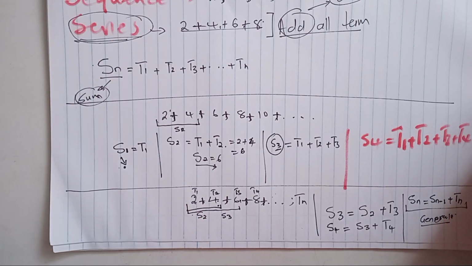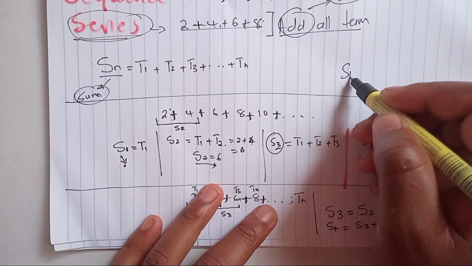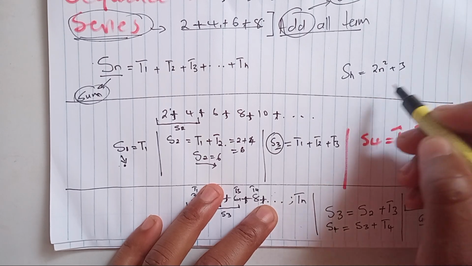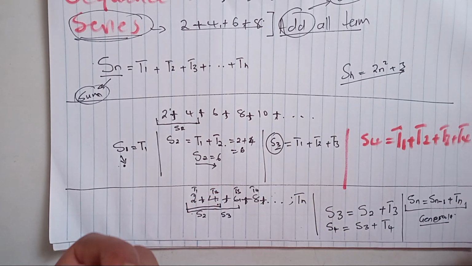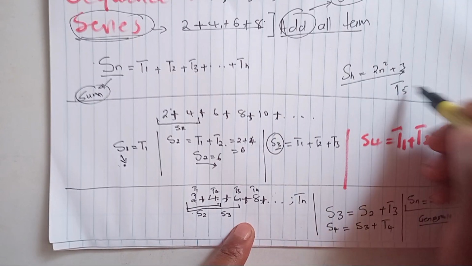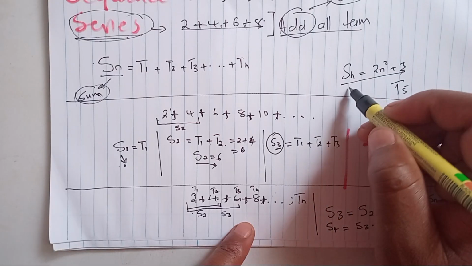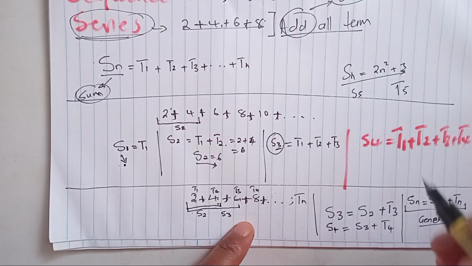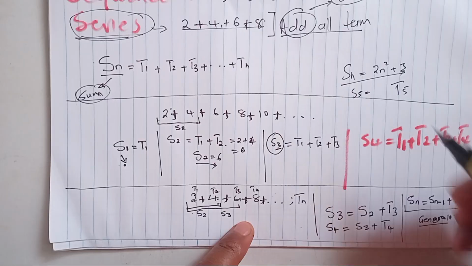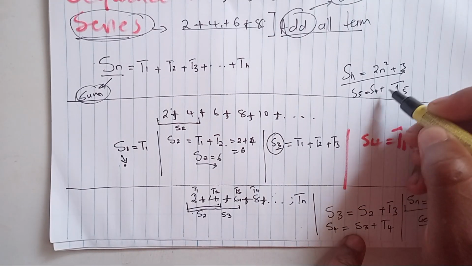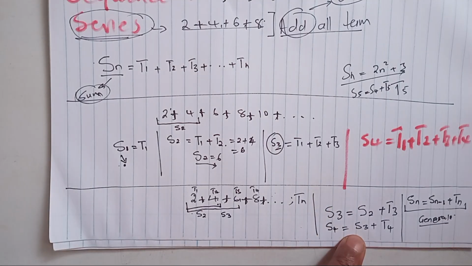If ever they gave you something like Sn is equivalent to 2n squared plus 3, and then they say to you, find T5, what are you going to do? You're going to find S5, and then you're going to find also S4, and then in order for you to get what?